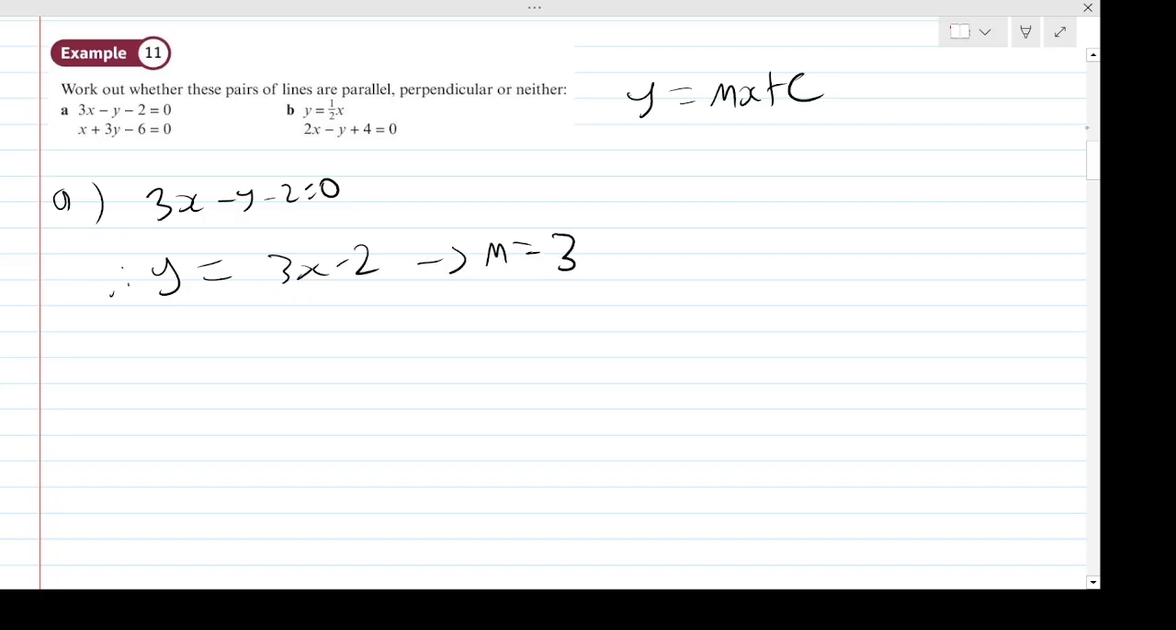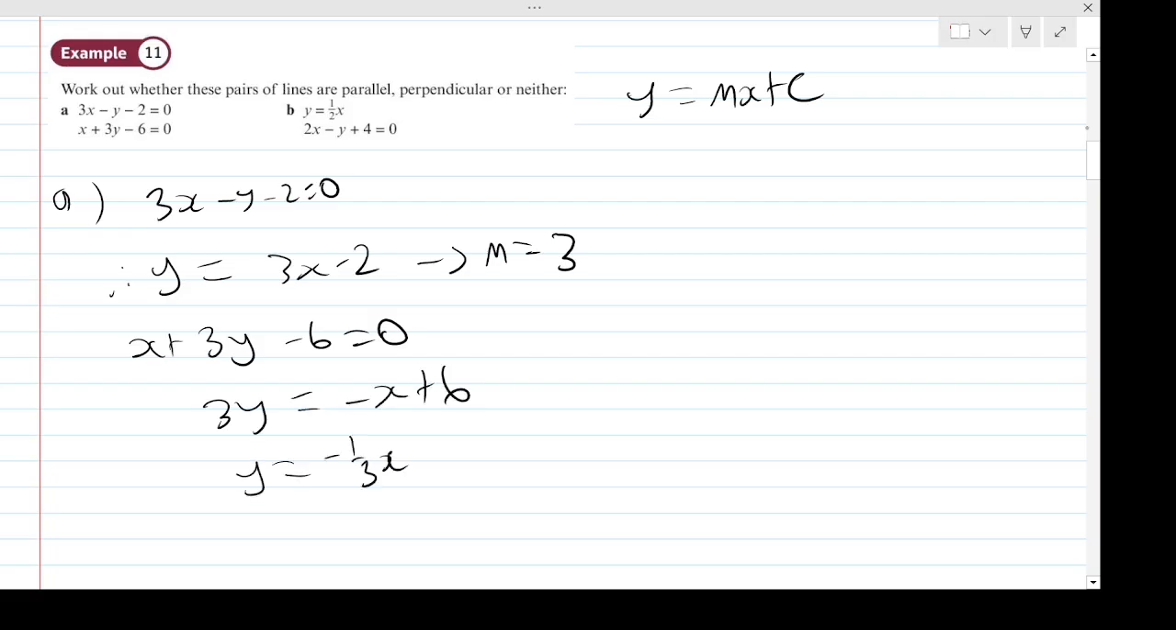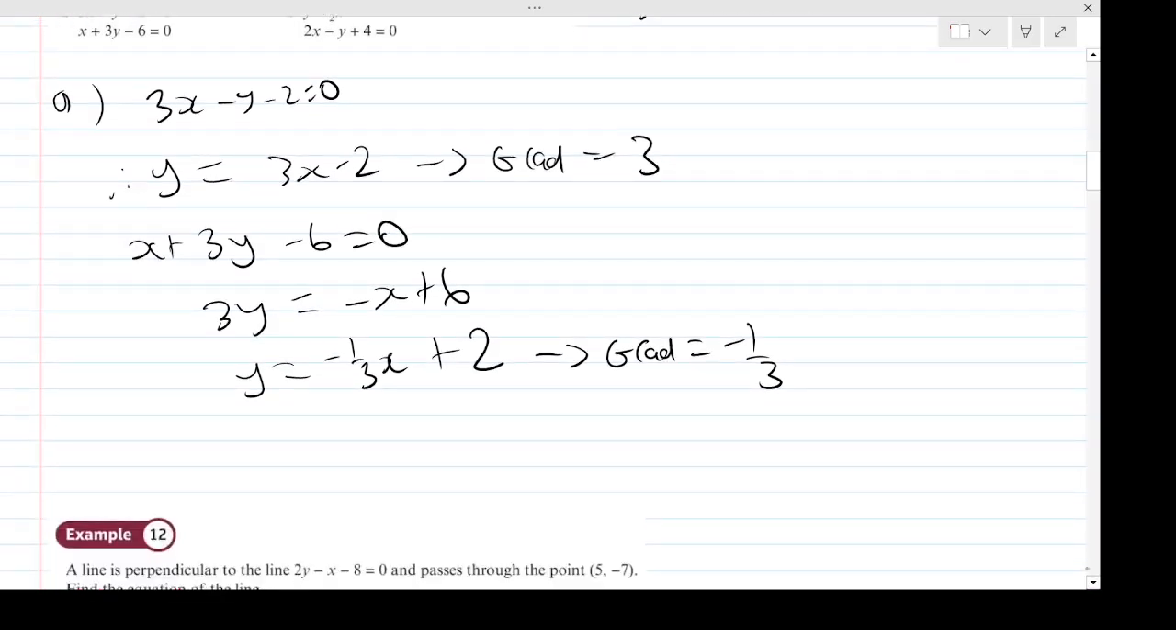Then the other line is x plus 3y minus 6 is equal to 0. And then I'm going to rearrange for y again on its own. So firstly, 3y would be minus x plus 6 if I move everything else to the other side. Then y is simply minus a third x plus 6 over 3, which would be 2. Therefore I can read off that the gradient is equal to minus a third. I should say gradient there as well, just to be a bit clear. So the two gradients that I have are 3 and minus a third.